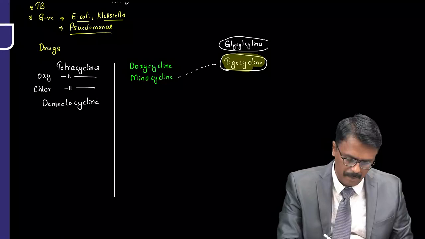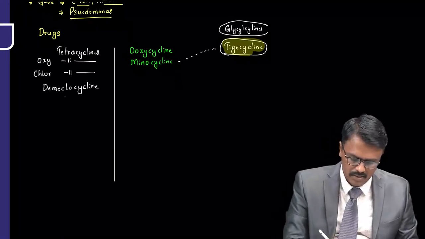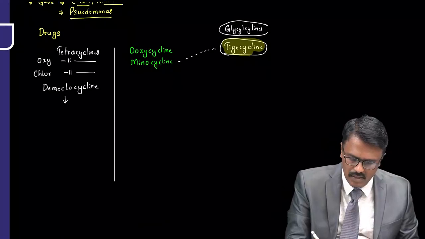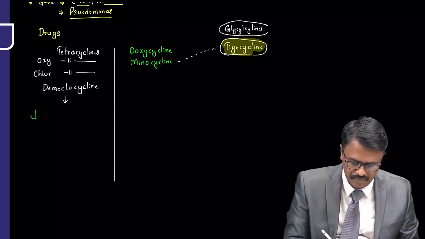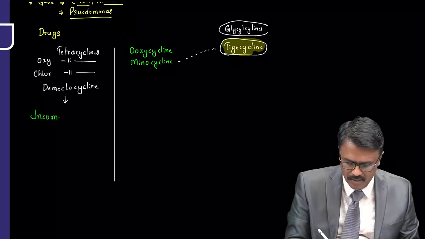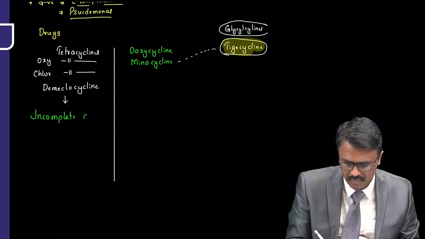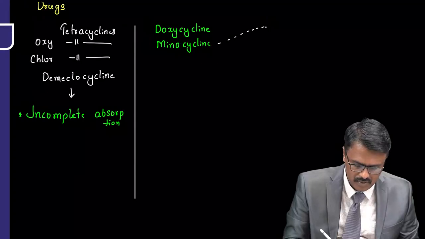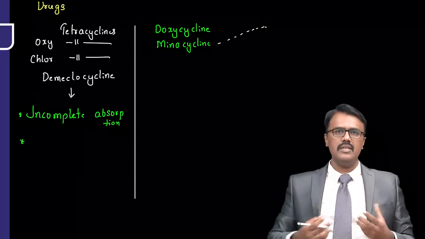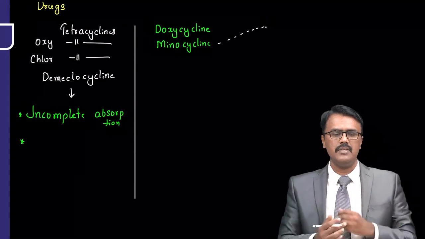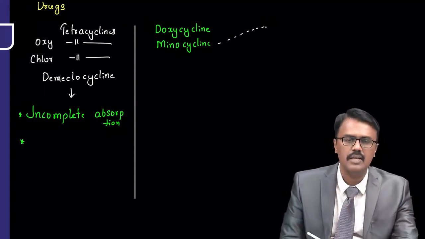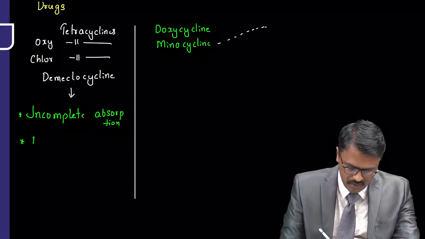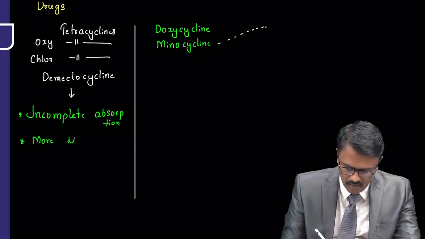Right now, we'll be discussing the difference between the older ones and newer ones. What is the difference here? The older ones, the problem was they were incompletely absorbed. Okay, sir, what happens if it is incompletely absorbed? Obviously, they will come to the intestine and kill our normal flora. What happens if they kill the normal flora? Obviously, they will cause diarrhea. So, the chance of more diarrhea is there.